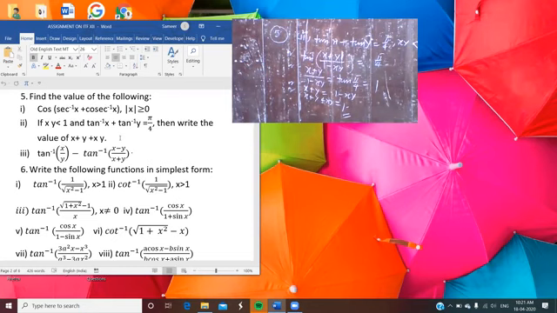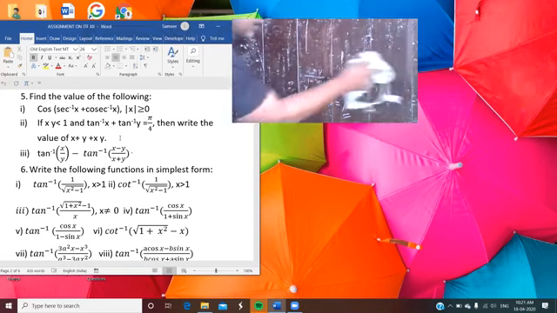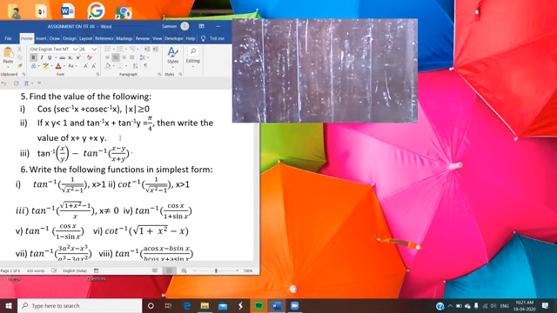Okay. So in this way, the fifth part is completed. Oh, sorry, the third part of the fifth question. Here you have to find the value of tan inverse x upon y minus tan inverse of (x minus y) upon (x plus y). So just check how you simplify the value.